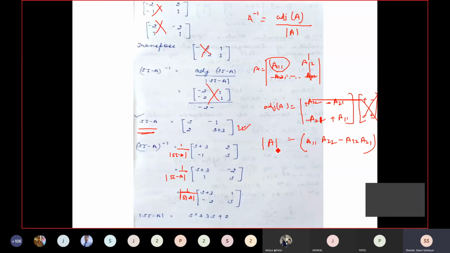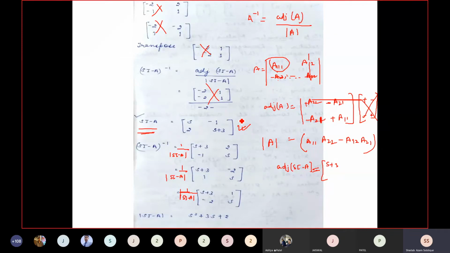So what will be the adjoint of sI minus A? Adjoint of sI minus A equals this. This is A22. So what is A22? A22 is nothing but s plus 3. So s plus 3 is written here. And what is minus A21? Sorry, this should be A12. So A12 is basically 1, so this will be minus 1. A21 is 2, so this will be minus 2.